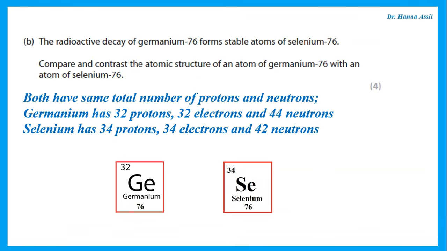Well, both of them, because both have the same mass number, that means they have the same total number of protons and neutrons. But then they have different atomic numbers, so they would have different number of protons and electrons from each other, and the total number of neutrons, which is mass number minus atomic number, would also be different for each of these, and you need to give the correct number of each.